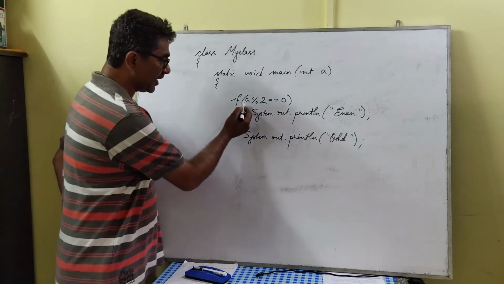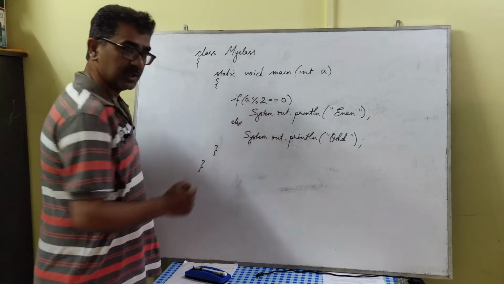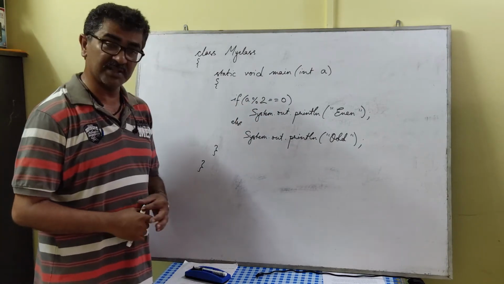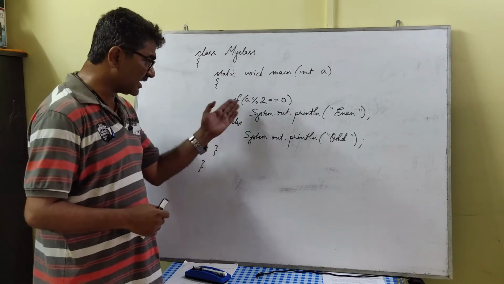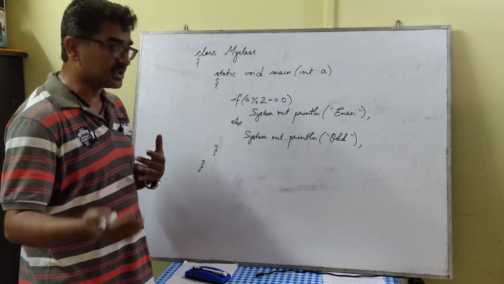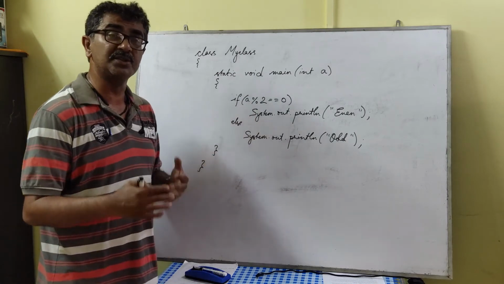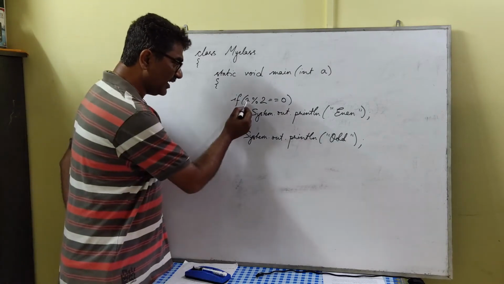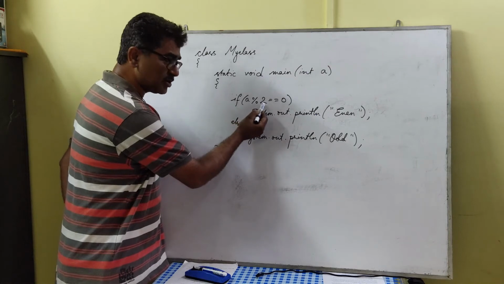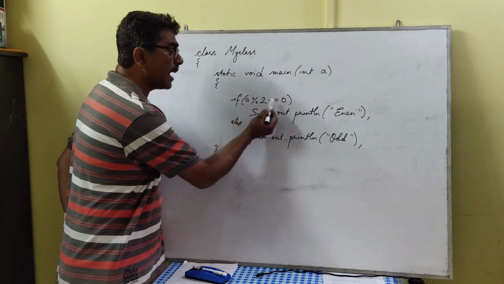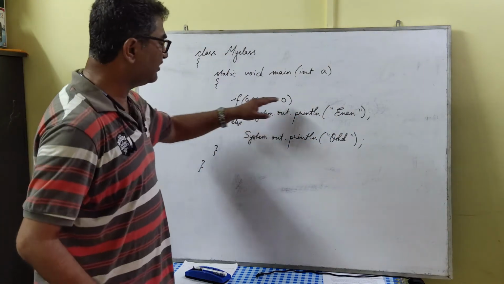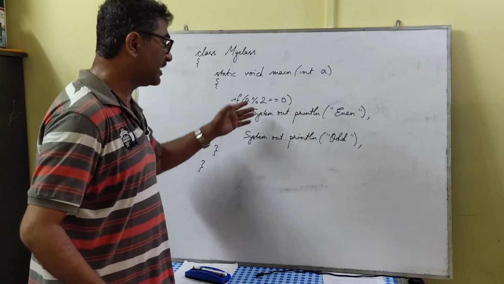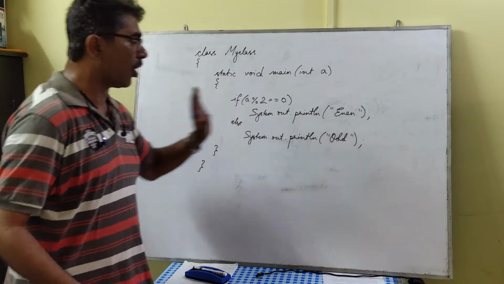Now look at this statement, A modulus 2. Now remember the modulus operator which I had talked about. It's a mathematical operator which divides a number and finds its remainder. So the modulus operator is used to find the remainder. So when A is divided by 2 and if its remainder happens to be 0, we can tell that the number is even, and if the remainder is not 0, we can tell definitely the number is odd.